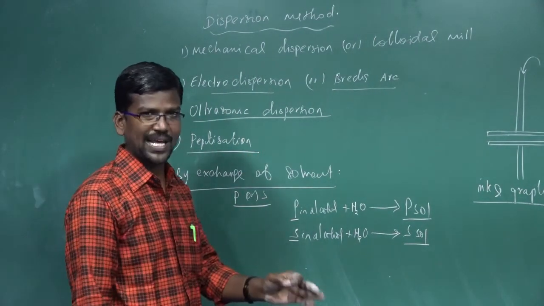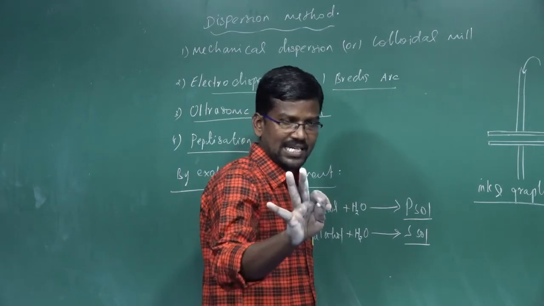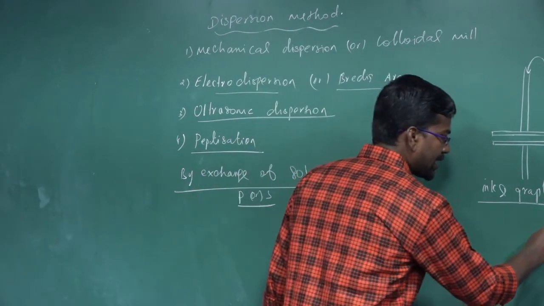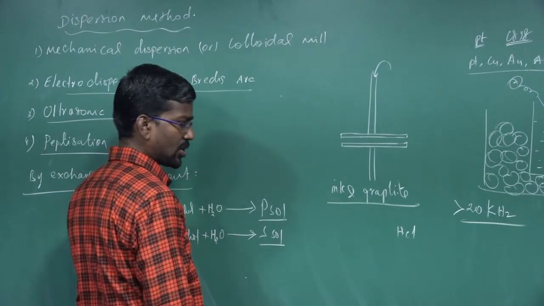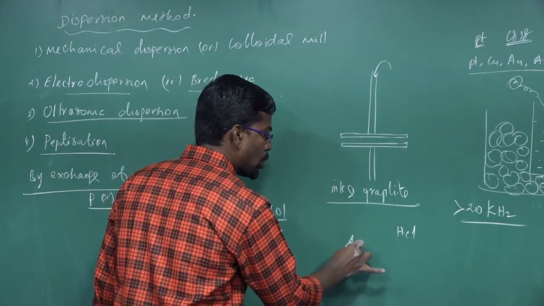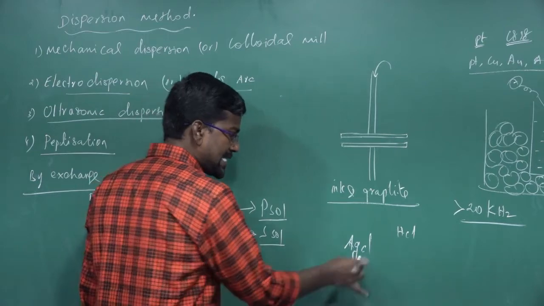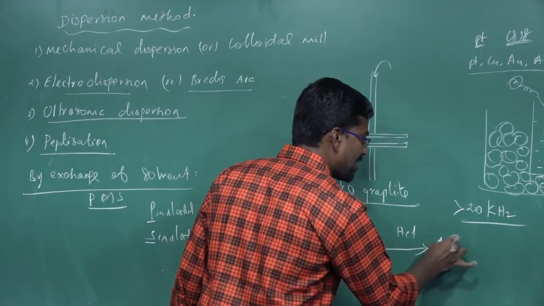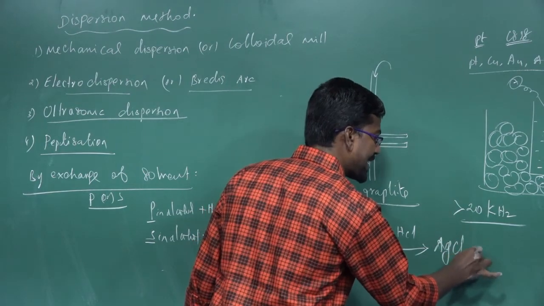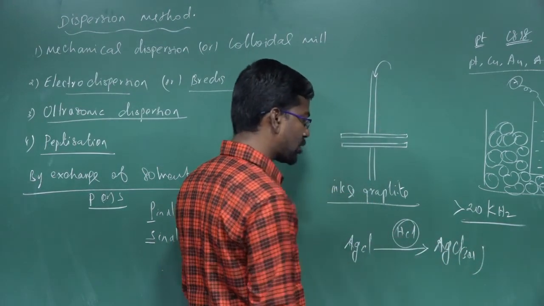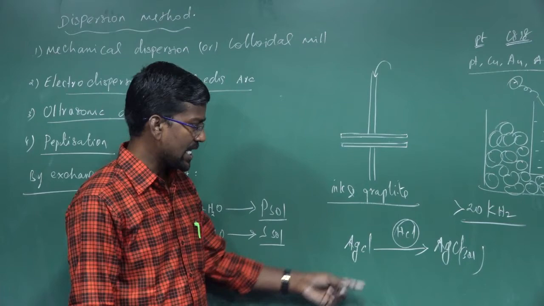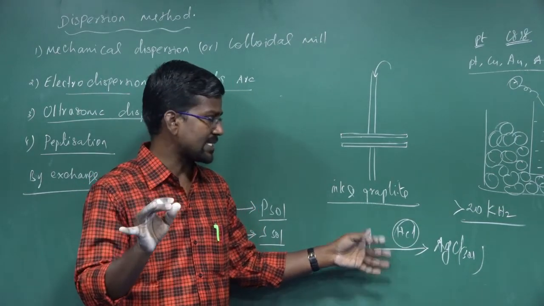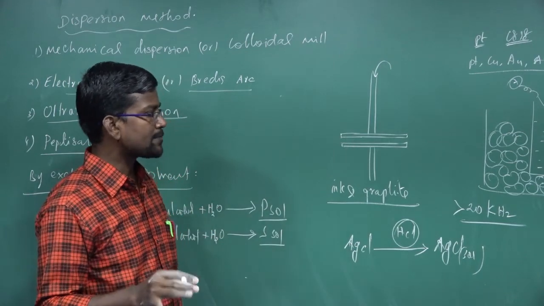Next one, peptization, by using a peptizing agent. The peptizing agent is nothing but an electrolyte. By addition of an electrolyte, for example hydrochloric acid, to silver chloride precipitate, the silver chloride can be converted into a colloidal solution. Hydrochloric acid is an electrolyte that acts as a peptizing agent. These are the four dispersion methods.